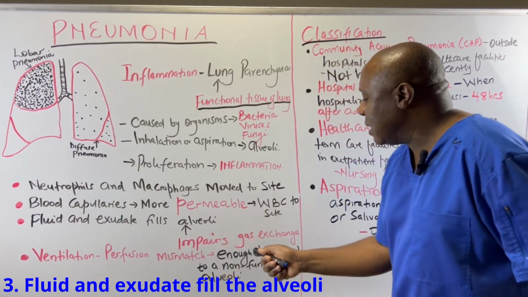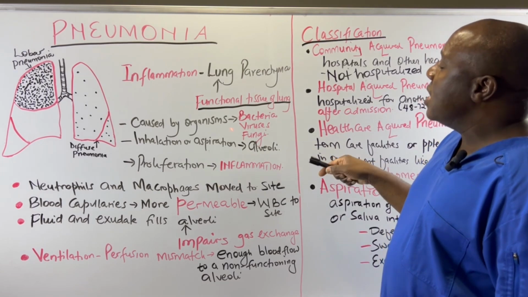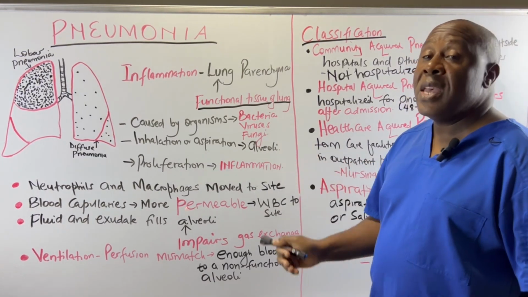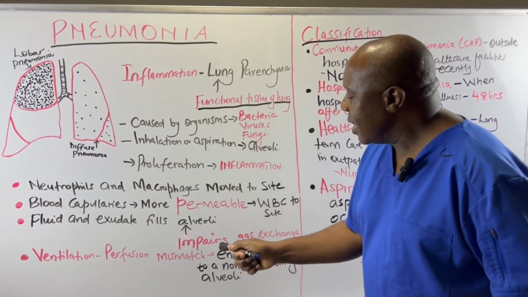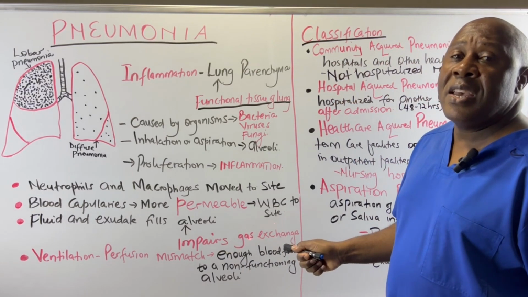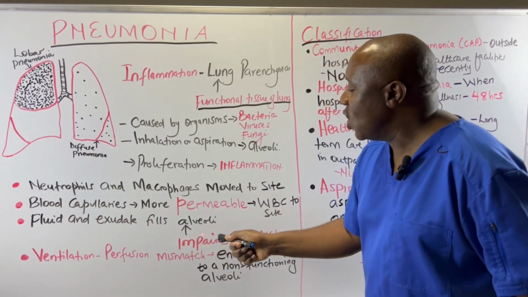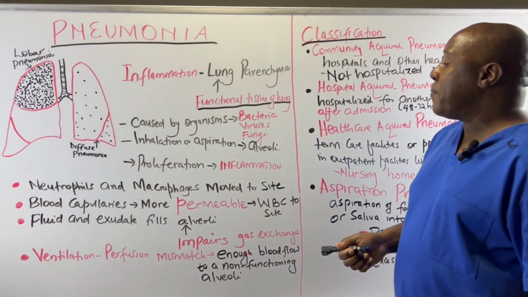Why? Because it impairs gas exchange. So even though this inflammation is meant to try and eliminate this particular bacteria, even though it is an immune response, it brings a problem because gas exchange is impaired as a result of the fluid and exudate which fills up the alveoli as a result of that particular inflammation.